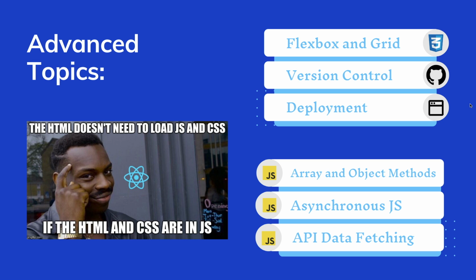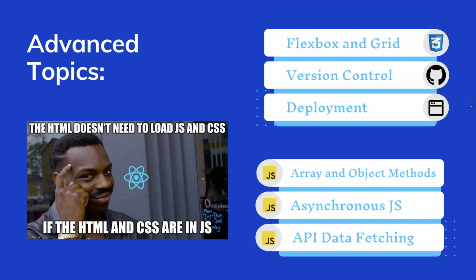Also, here's the deployment. Once you create some projects, and maybe when you create your own portfolio, you will want to deploy your projects. What does to deploy mean? It means that you're actually going to put your projects on the web. You're going to have an active link, and anyone with an internet connection will be able to access your real projects. And this is also the time when we want to expand our JavaScript skills.